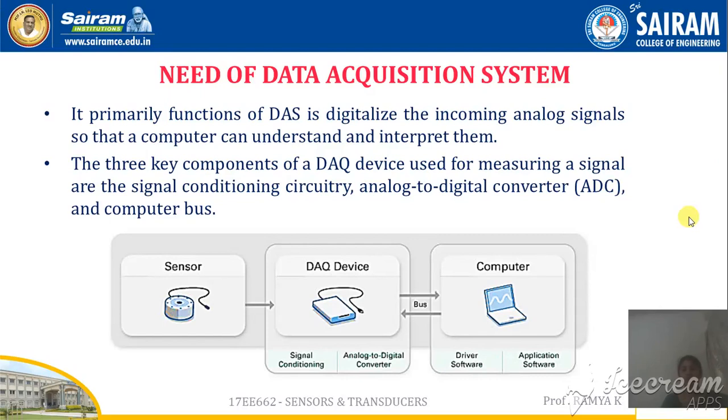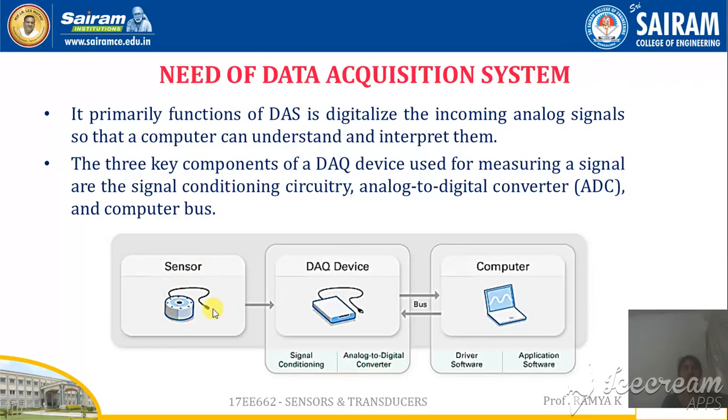Need for a data acquisition system. Whatever we are sensing, or whatever output we are getting from the transducer, is an analog quantity. So it has to be converted to digital, into a form understandable by your computer or microcontroller. So an analog to digital converter is required. Whatever the device, either a sensor or transducer, its output has to be conditioned. Signal conditioning is the main parameter.